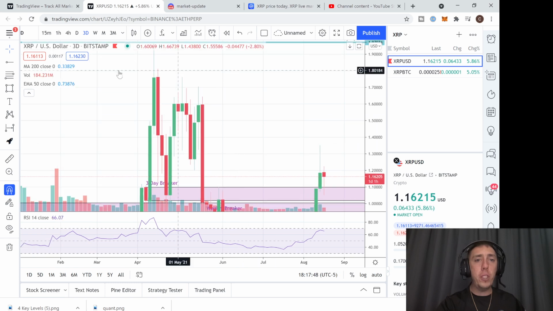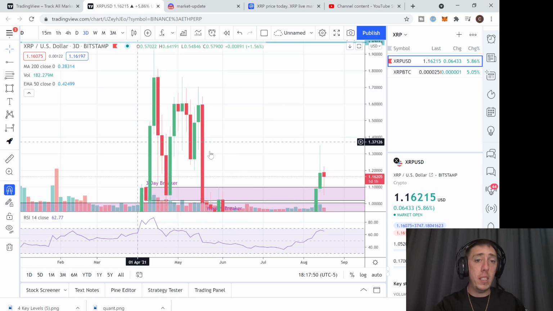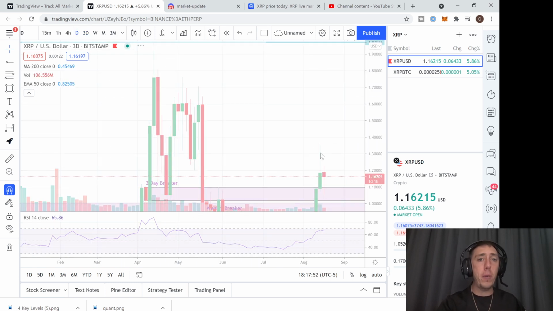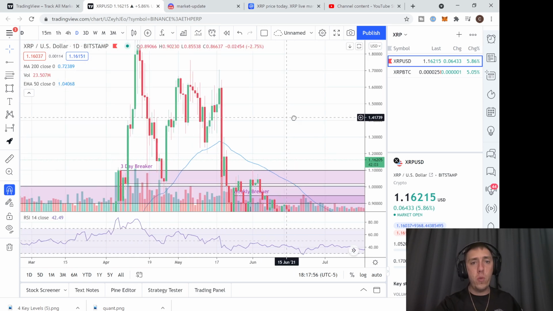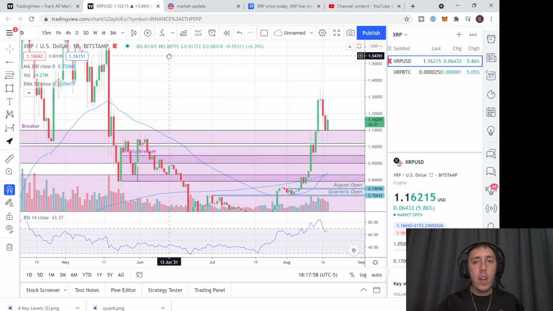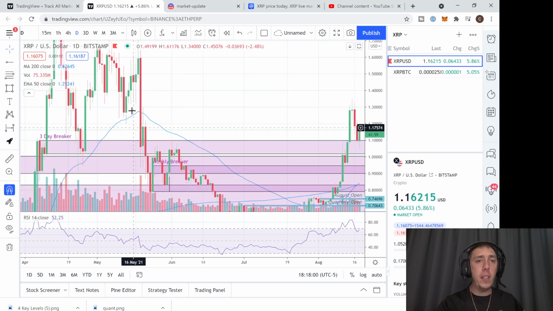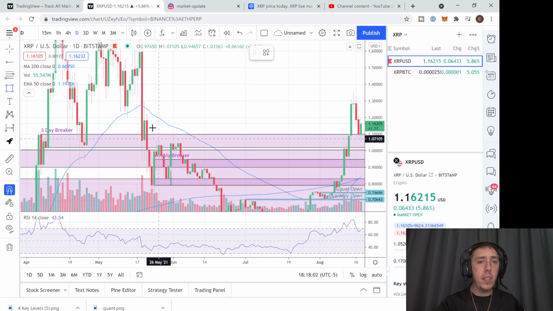Now, what other levels do we have up here? Honestly, not much. I don't really see anything else up here that I think is really significant. Over here, what do we have? Ooh, I've got something. We do have this level as a daily. And I think I am going to annotate it because it does make a lot of sense.